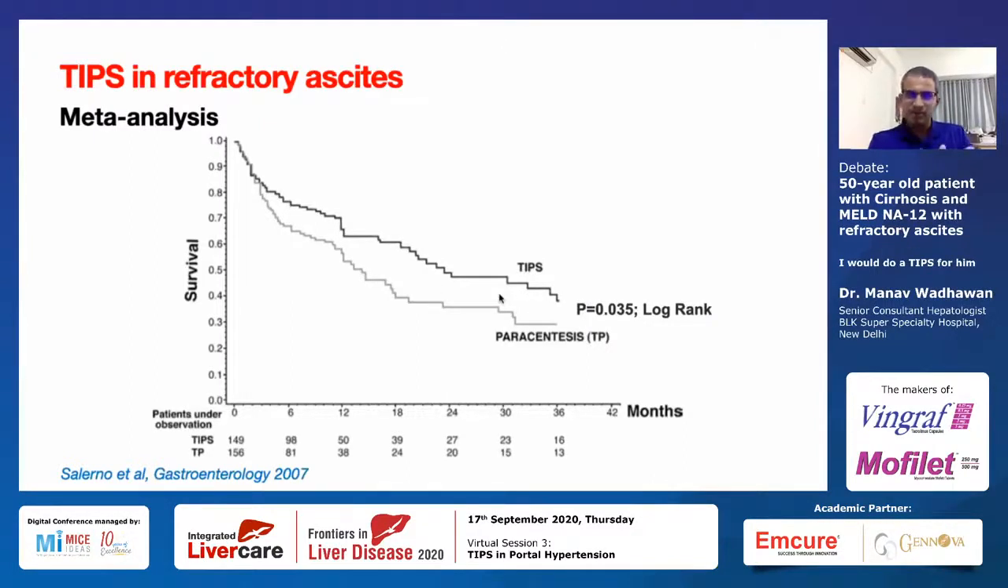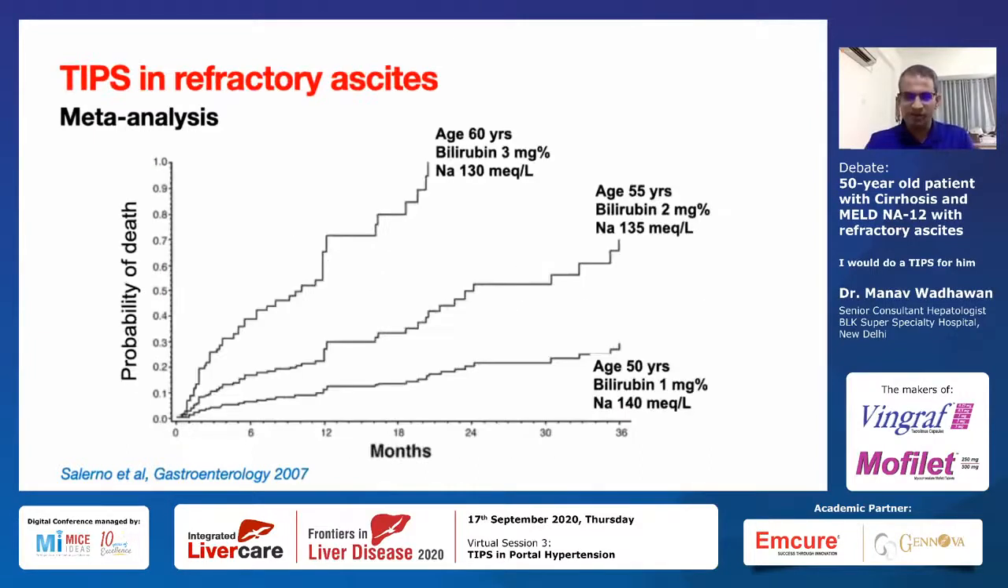Let me give you some more detail about this study. Let's categorize the patients who underwent TIPS into 3 groups. There's a group which is age 60, bilirubin is 3 or more, and sodium is 130.